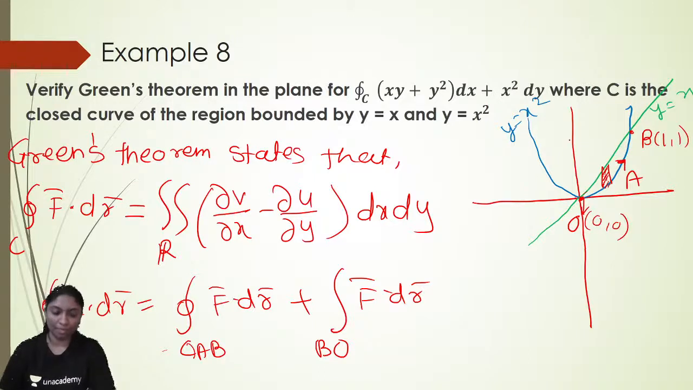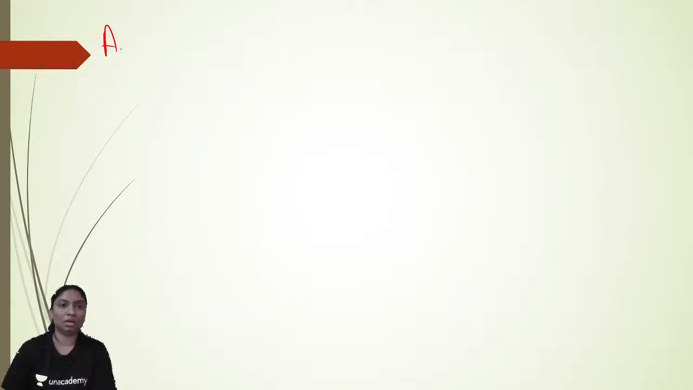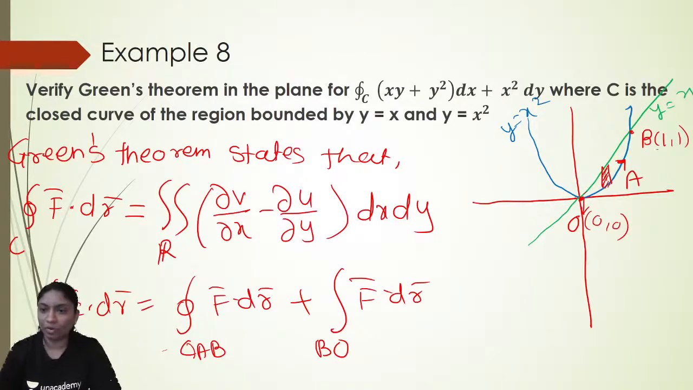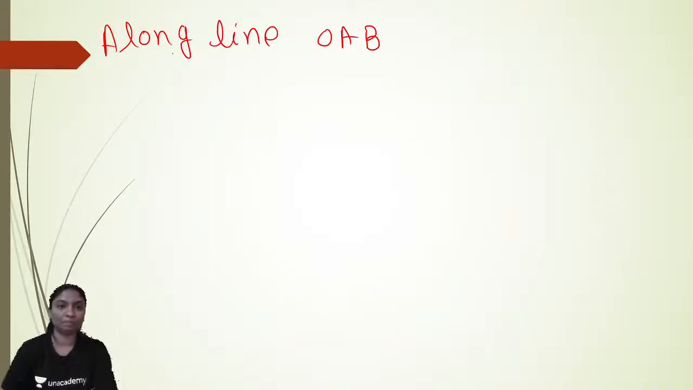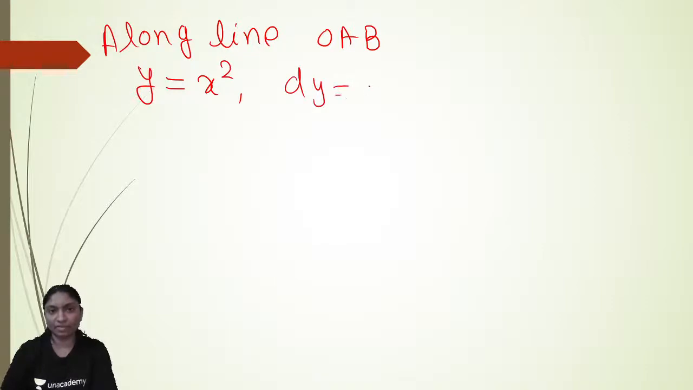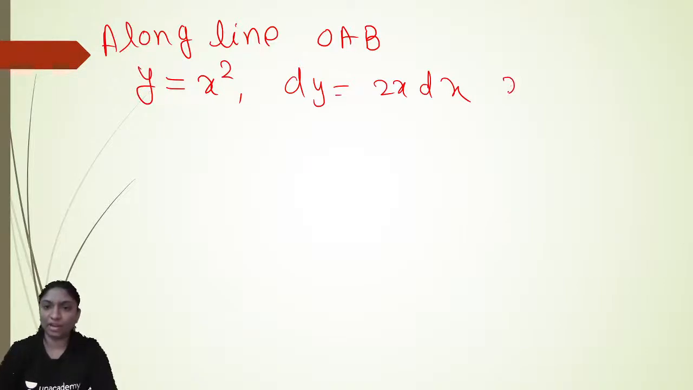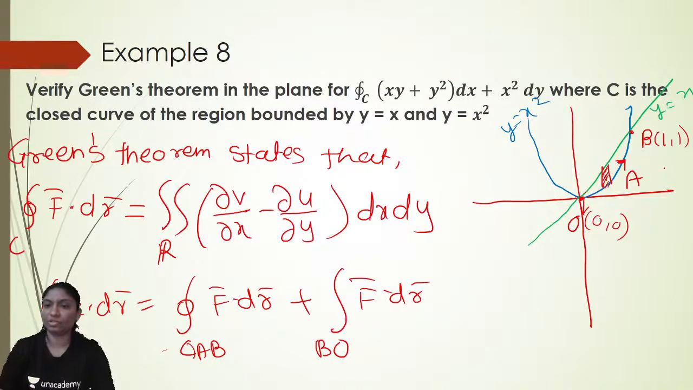तो अलोंग ओ ए बी, here along the line O A B, क्या है हमारा कर्व, along line O A B here y is equal to x square है जो कि स्टैंडर्ड लाइन है. Along line OAB y is equal to x square. So you will get dy is equal to 2x dx. Right? So x varies from where to where? x is varying from 0 to 1 here. You can see here x is varying from 0 to 1.